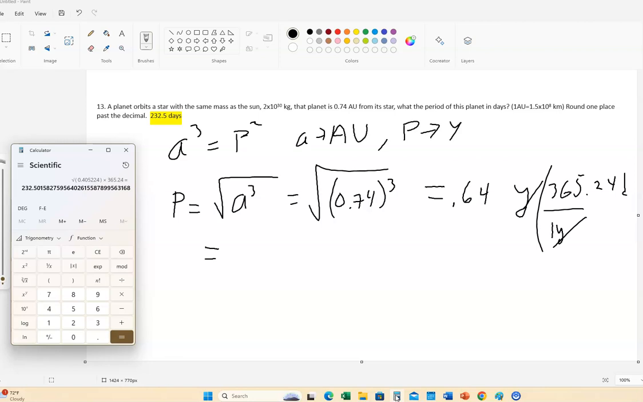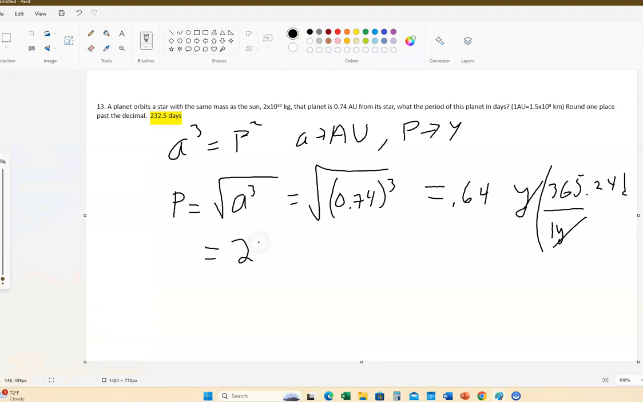By the way, that's what happened when I did number 12, the last problem. It didn't come out quite the same because I rounded the answer before I did the calculation, and I shouldn't have done that. So anyhow, always round at the very end. So it's 232.5 days. That is number 13.